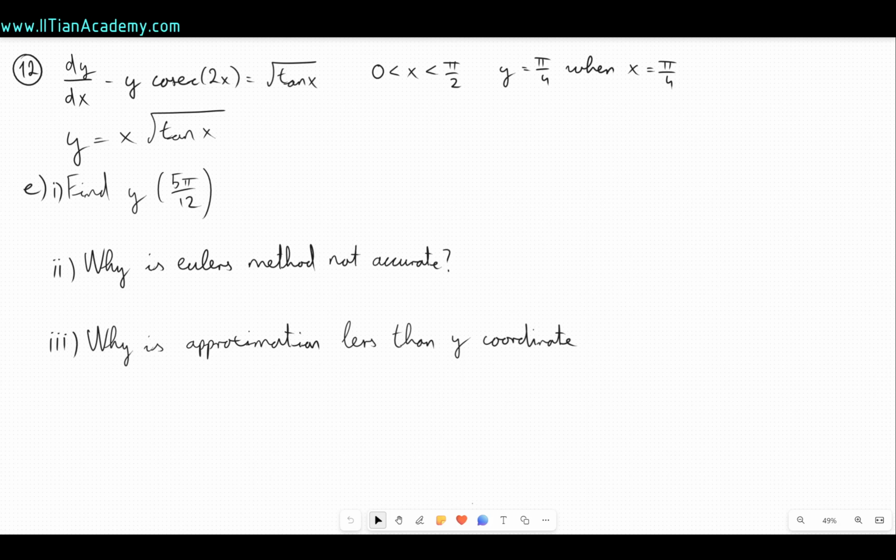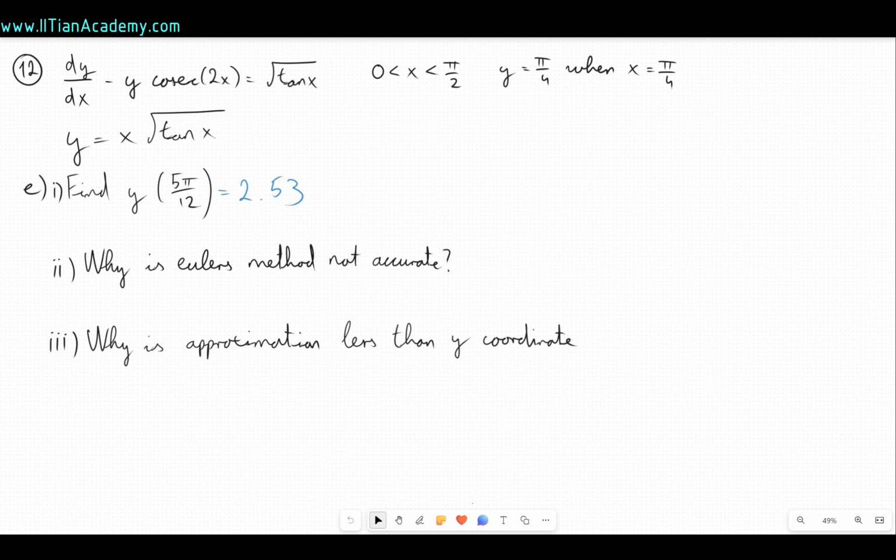So in part E now we need to use this newly found function to find the actual value of y when x is 5 pi over 12. So all we need to do is plug in 5 pi over 12 for x. So we find that this is 2.53.